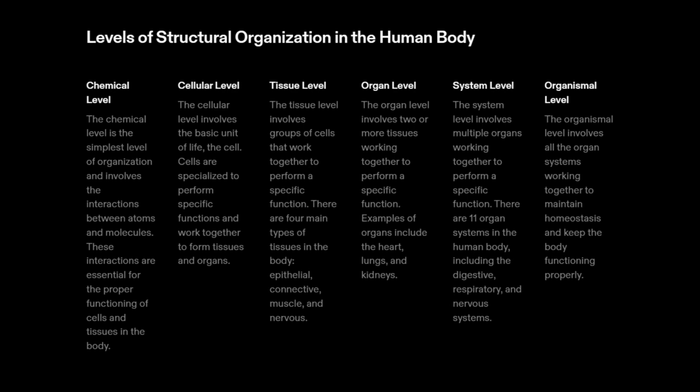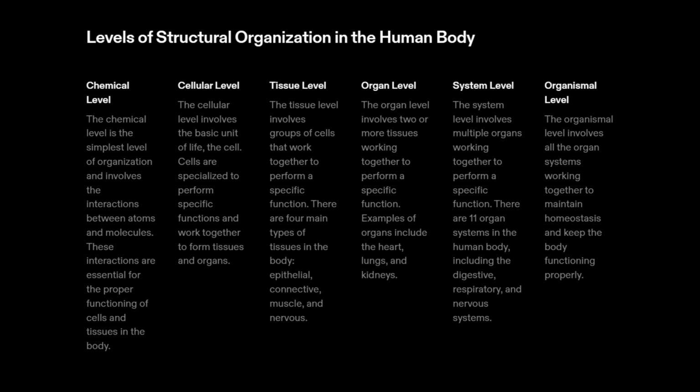Levels of structural organization in the human body. Chemical level. The chemical level is the simplest level of organization and involves the interactions between atoms and molecules. These interactions are essential for the proper functioning of cells and tissues. The cellular level. The cellular level involves the basic unit of life, the cell. Cells are specialized to perform specific functions and work together to form tissues and organs.